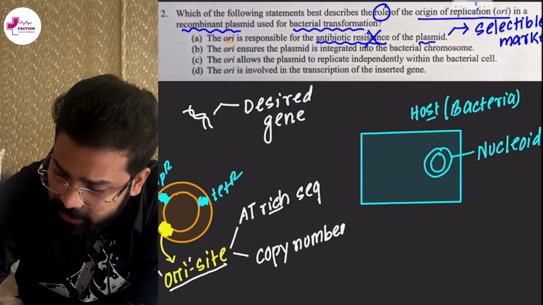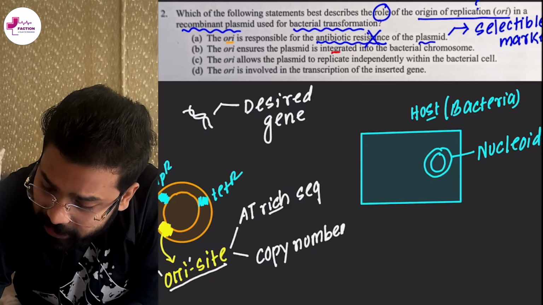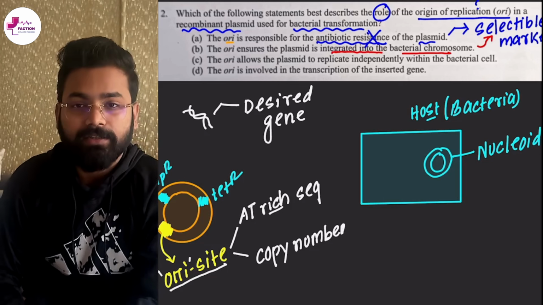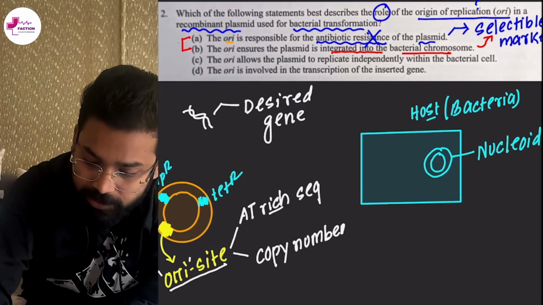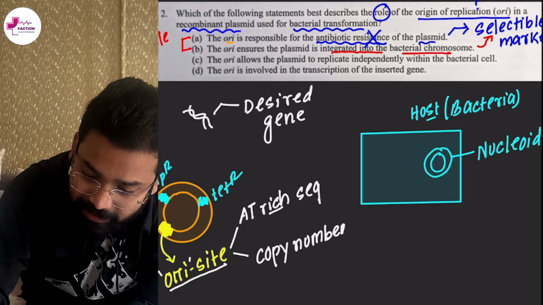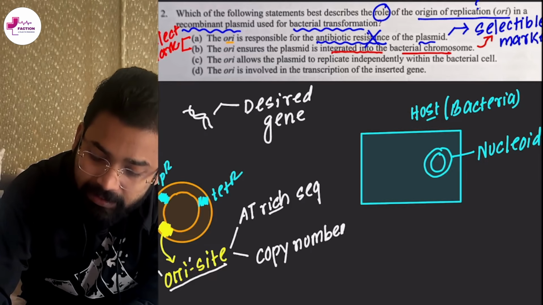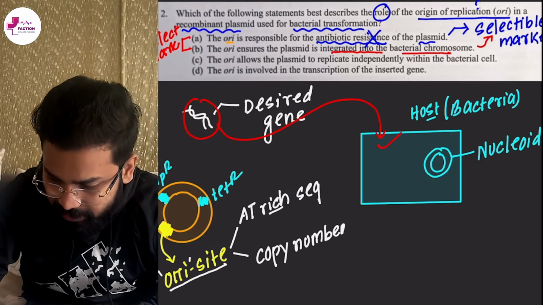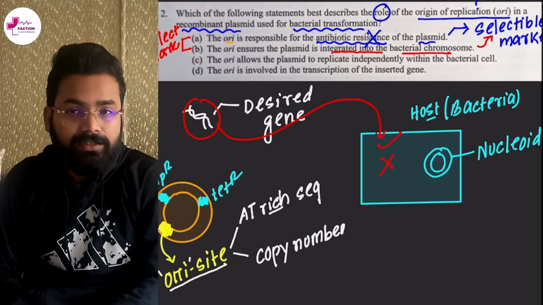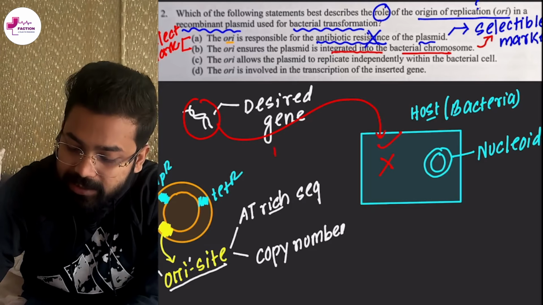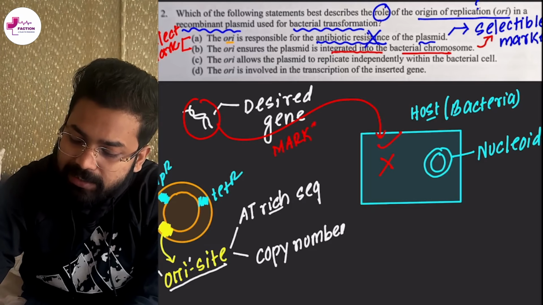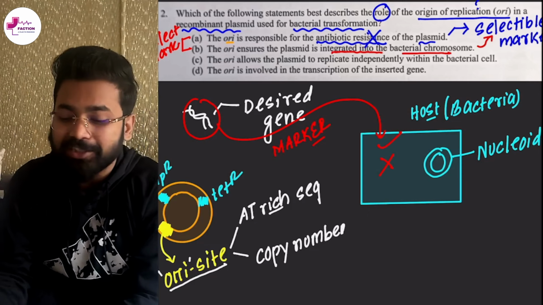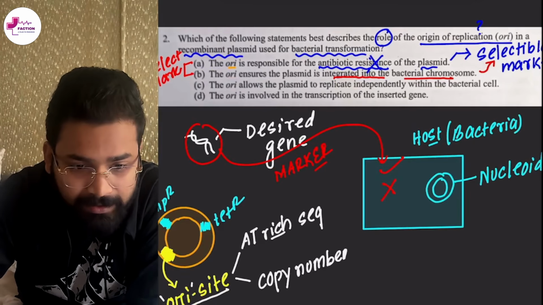The second option says the ORI ensures the plasmid is integrated into the bacterial chromosome. This is also a function of the selectable marker. In both the first and second options, the functions given are of the selectable marker. There is a possibility that the desired gene has entered the host, and there is also a possibility that it has not. How do we check? This is checked with the help of a selectable marker. But the question itself asks the function of the origin of replication. Let's stick to our question.